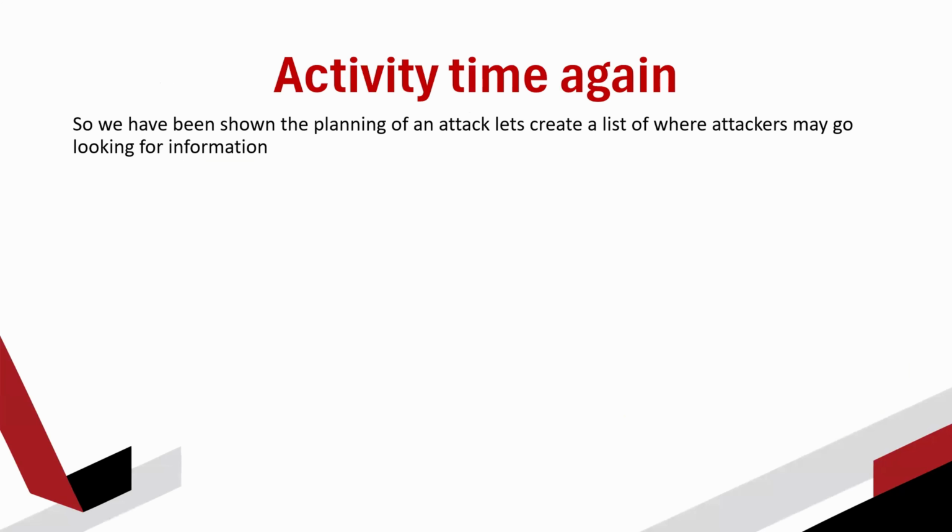So, a little bit of an activity here. We've been shown the planning of an attack. So, if I was an attacker, write down in chat a couple of things. There's a chat button on the bottom there somewhere. You'll be able to click on chat. Let's create a list of where attackers could go looking for information on you. If you have an idea, just throw something out in chat or jump on and let me know. What are some places that people can get information on you?